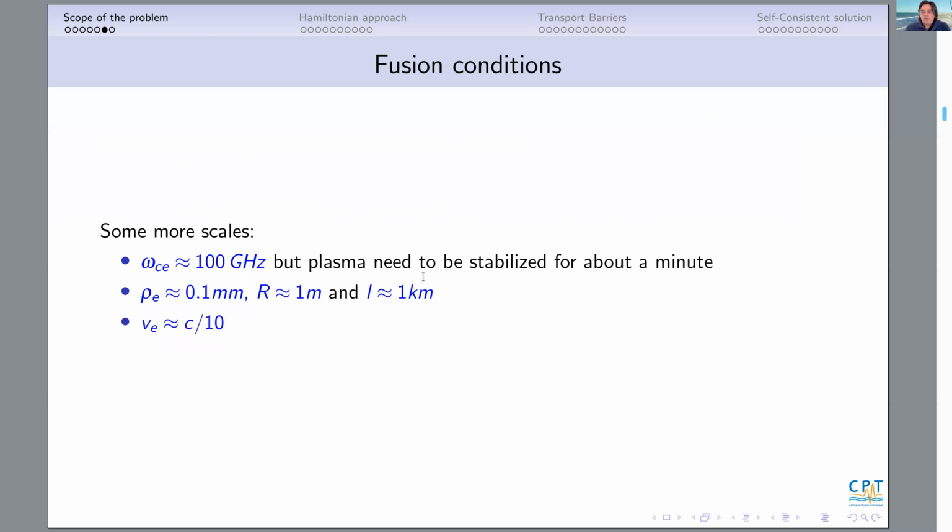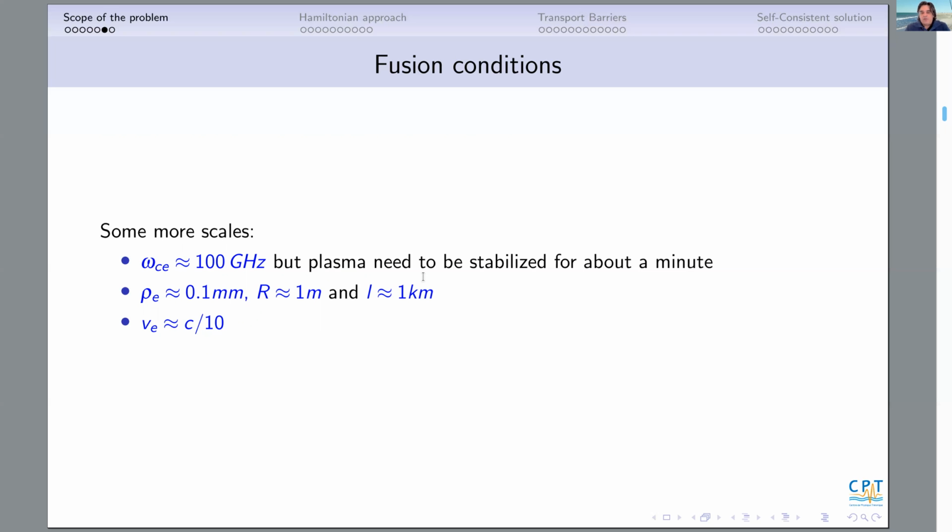So I'm giving you some of the typical scales that you can reach. For example, the electron cyclotron frequency is about 100 gigahertz. I want to say that for a fusion reactor to be functioning, we need to stabilize the plasma for about a minute. So you have an idea of the orders of magnitude.